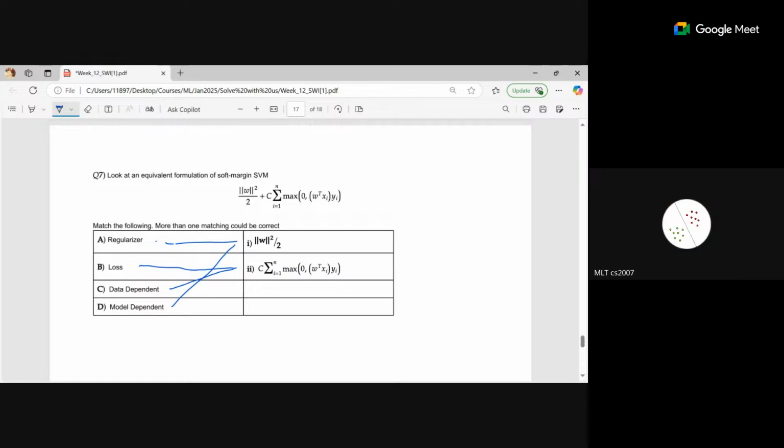The first one is okay. We know this is a regularizer term. If we talk about the loss, the loss is given by this term. So this is also okay. Hinge loss, right? Yes, it is hinge loss. And data dependent, of course, we can see C1 is the data dependent, and model dependent is the fourth one.